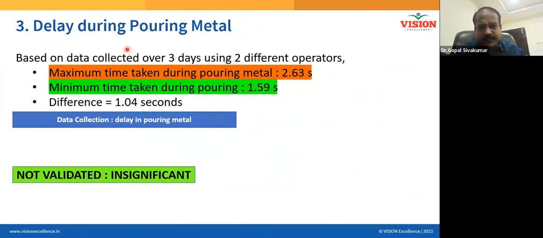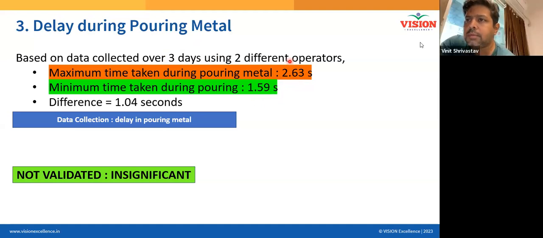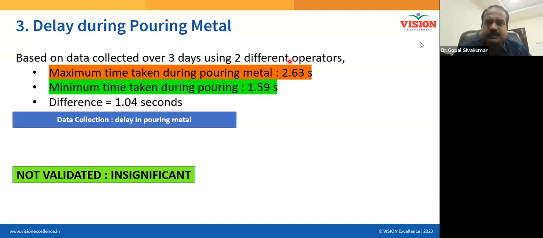And then data is collected to study the pouring time. For that, an experiment is conducted for 3 days using 2 different operators, and a lot of data is collected. Maybe several castings were produced, so there could be hundreds and thousands of data points available. They realized the lowest time taken is 1.59 seconds. The highest time taken is 2.63 seconds. Now, how much is the difference? 1.04 seconds. So the team has convinced themselves that this 1 second may not be the reason for the poor casting, so they don't want to investigate further. They took it for granted that pouring time is not significant. So they have written insignificant. You can see that. It's insignificant.